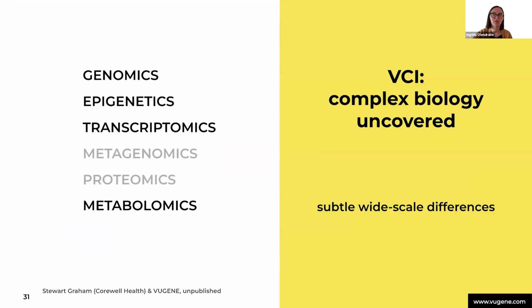So in the VCI, we saw that there is a complex biology. We uncovered that, and this really helps to capture the subtle wide-scale biological differences. And they're now looking into maybe doing metagenomics on top of that.